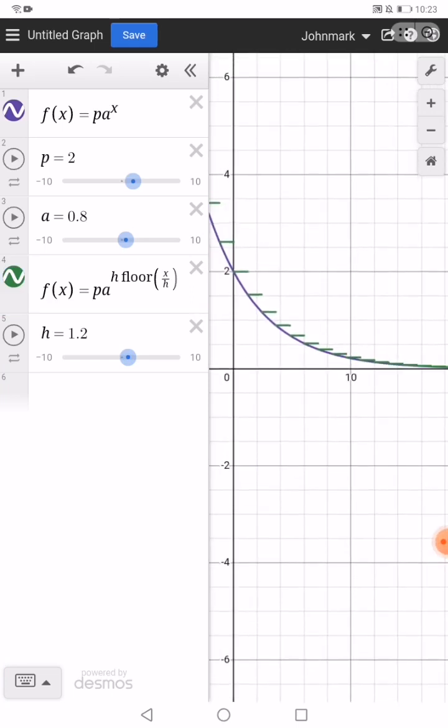So that's it for the exponential step function. I wish to extend this application not only to exponentials, but in the next video I will show how we can convert trigonometric functions such as sine, cosine, and tangent into step functions. Thank you so much, and I hope to see you in the next video.